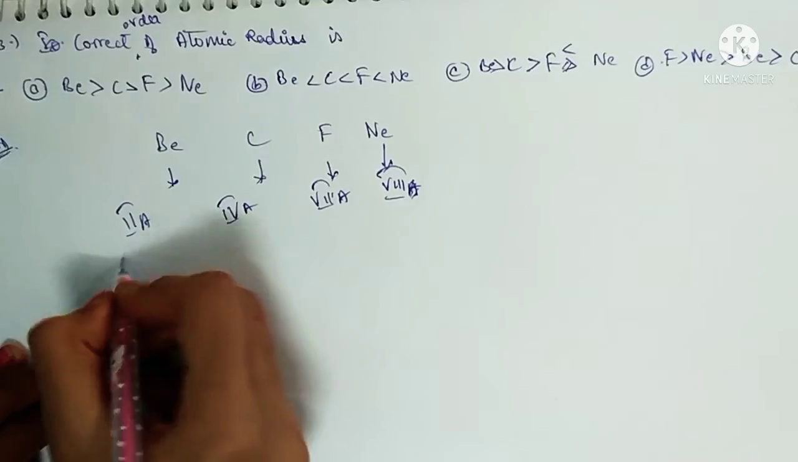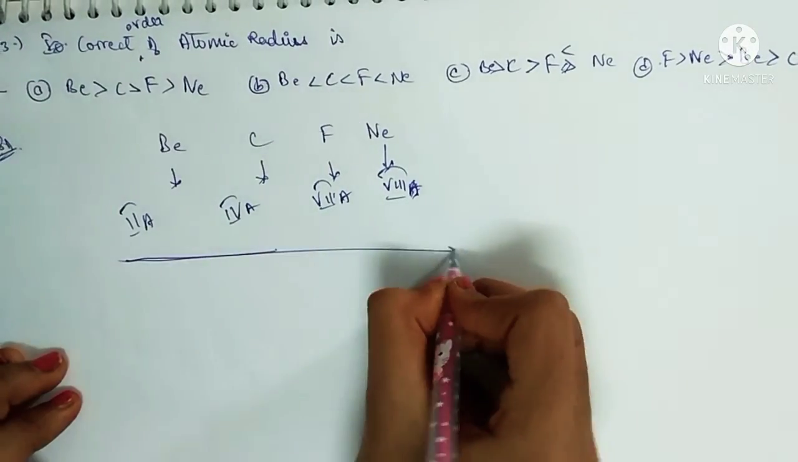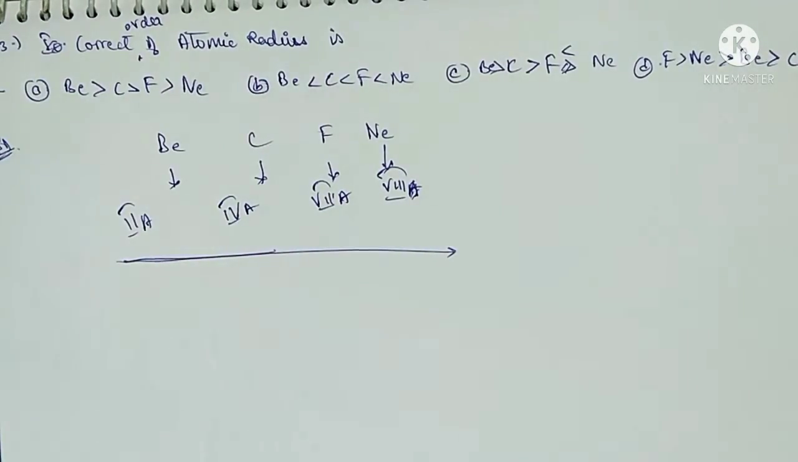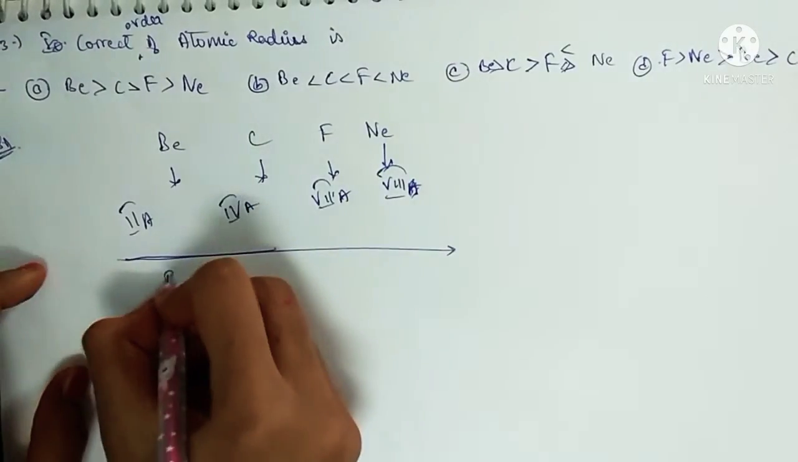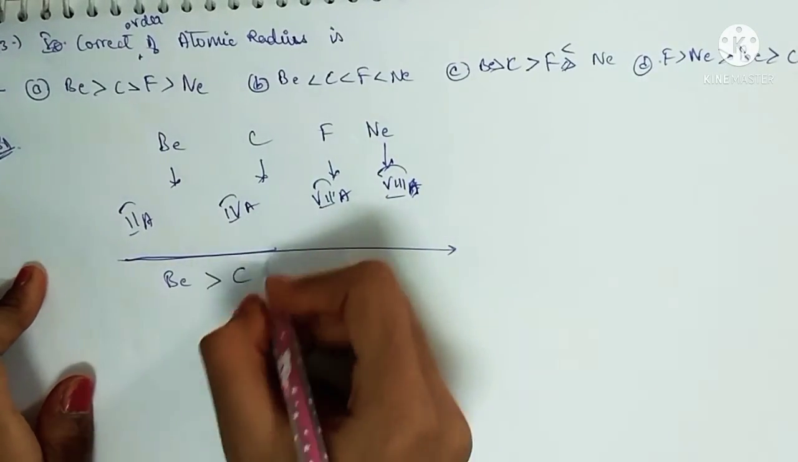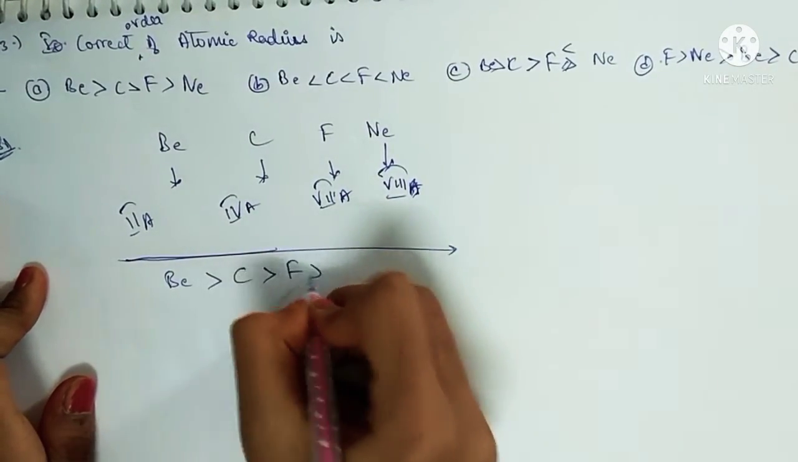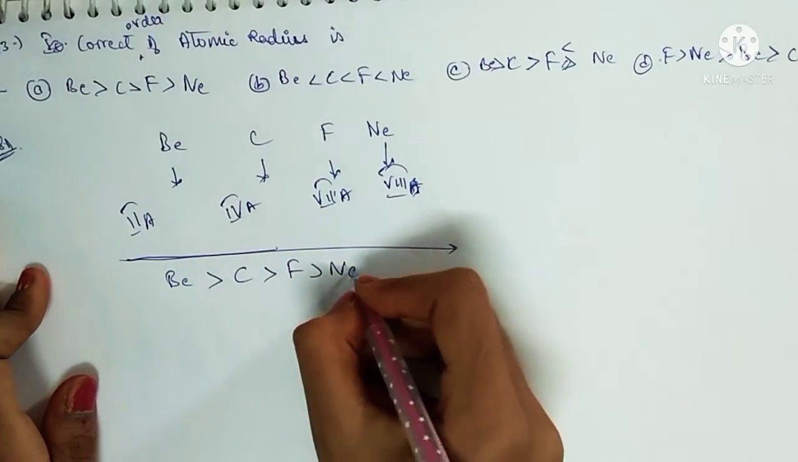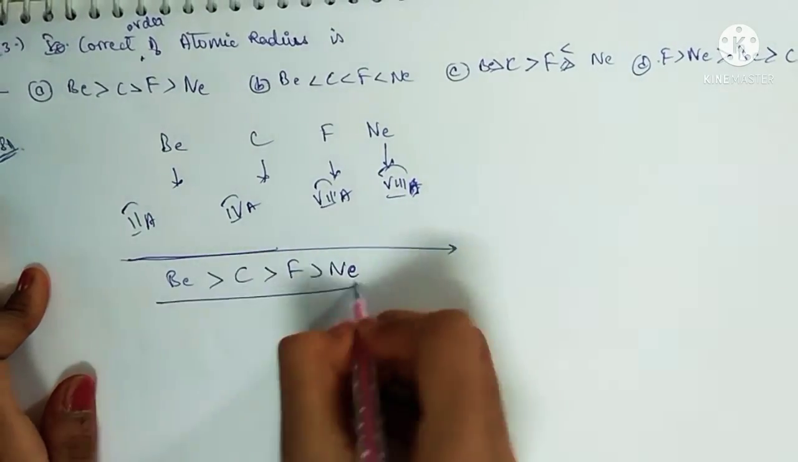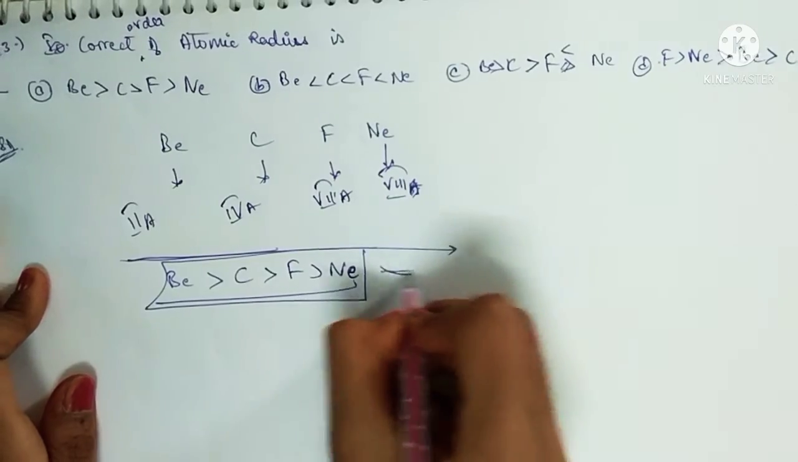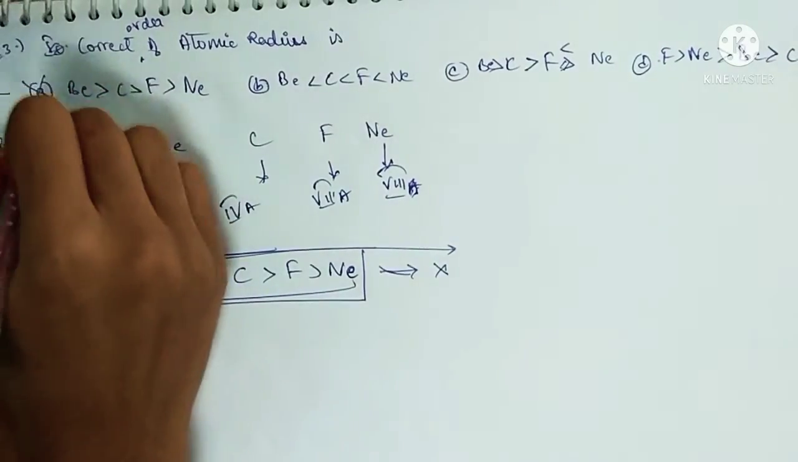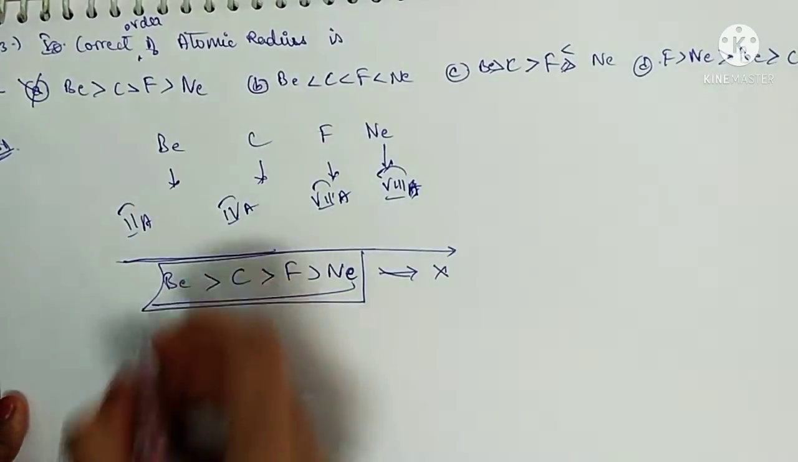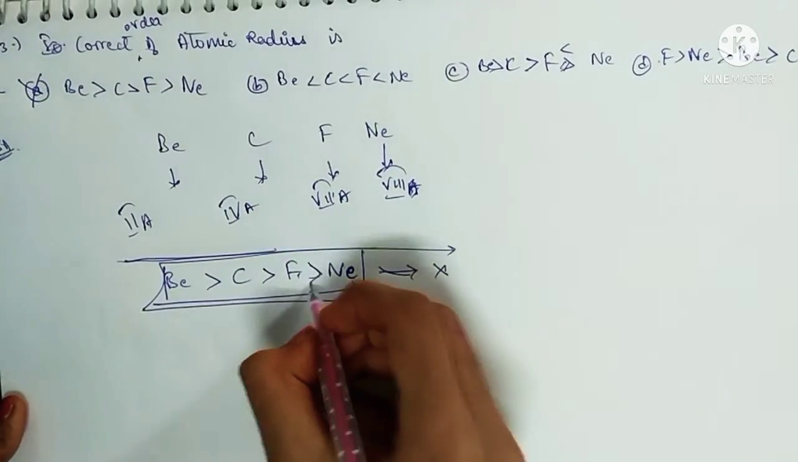And we know that across a period the atomic radius decreases. So actually many people will choose the option as beryllium greater than carbon greater than fluorine greater than neon. But the answer is wrong. It is the wrong option. The first option is wrong, because there will be an exception.